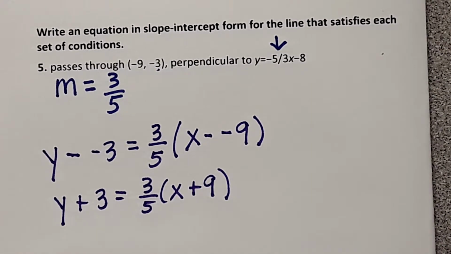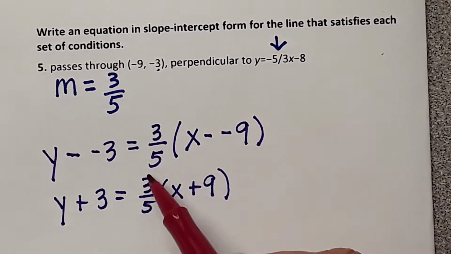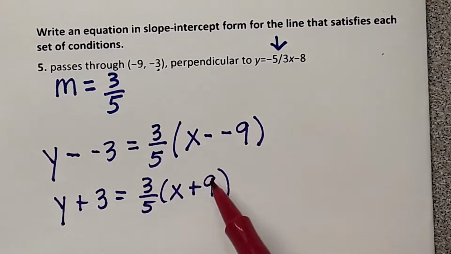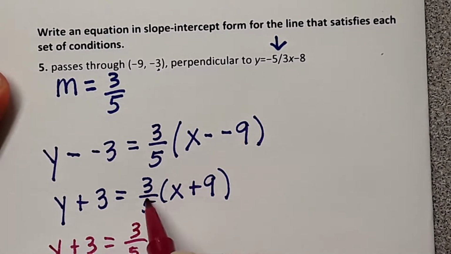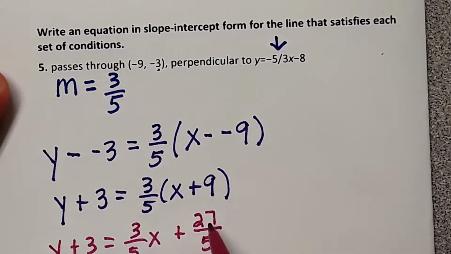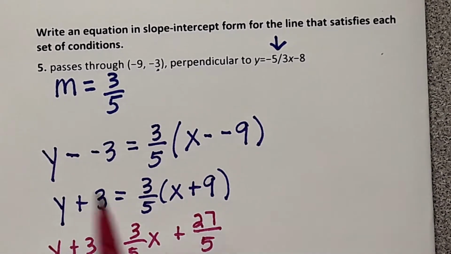I need slope-intercept form. So what I'm going to do is distribute the 3/5 x to the 9. y plus 3 equals 3/5 x, because 3/5 times x is 3/5 x. 3/5 x times 9 is 27/5, because 3 times 9 is 27. And I'm going to subtract this 3.